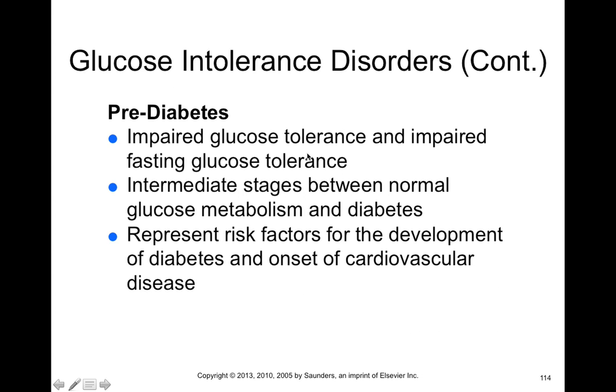Now, pre-diabetes is impaired glucose tolerance and impaired fasting glucose tolerance. The reason why it's pre-diabetes, you guys, is you don't see as many of the hallmark symptoms. You might not see as much of the glycosuria or the polyuria, polydipsia, polyphagia that you would see with a true form of diabetes. But it's suspected that up to a third of adults in the U.S. are pre-diabetic, maybe even more. It's an intermediate stage between normal glucose metabolism and diabetes, and it's absolutely a risk factor for diabetes and the associated cardiovascular disease.